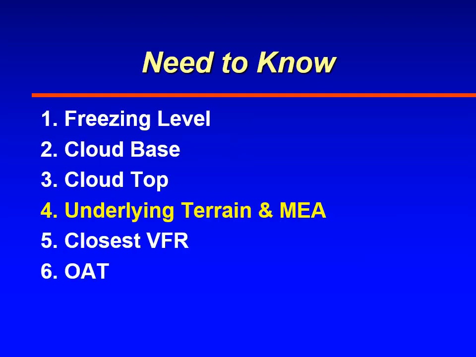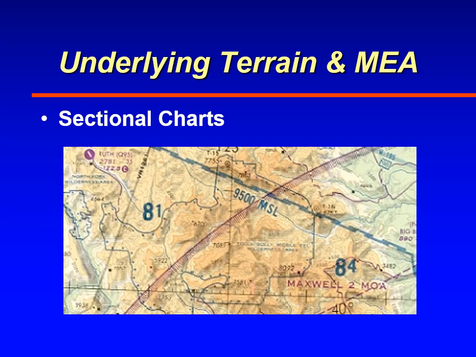As far as underlying terrain and MEAs, this is pretty simple. The reason you want to know underlying terrain and the minimum en route altitude is so that you know how low you can go to get out of icing conditions or below the freezing level. And there are various sources for this information. One, of course, is sectional charts. Sectional charts have those big blue numbers, and those big blue numbers represent the maximum elevation figure, giving you in that square the highest obstacles in that area.